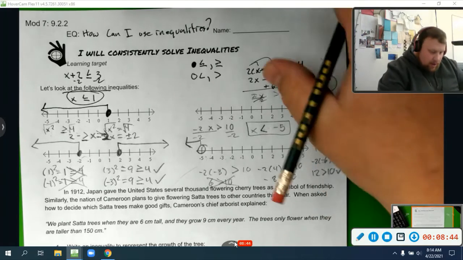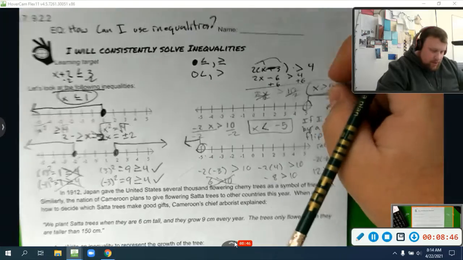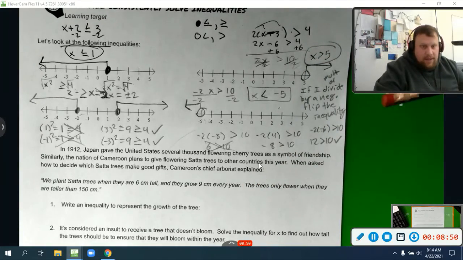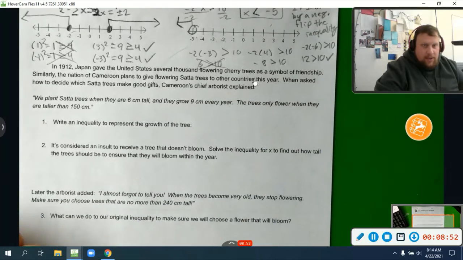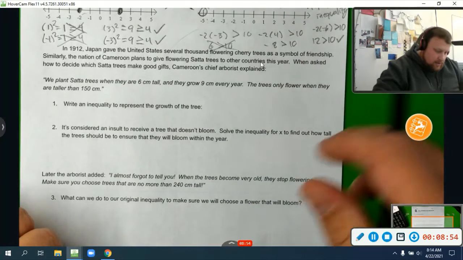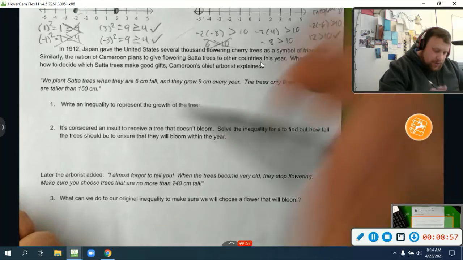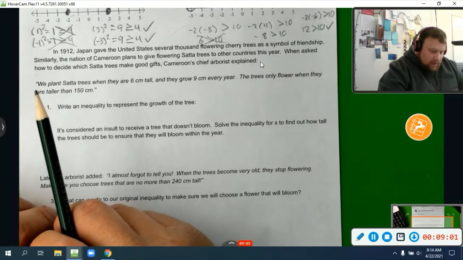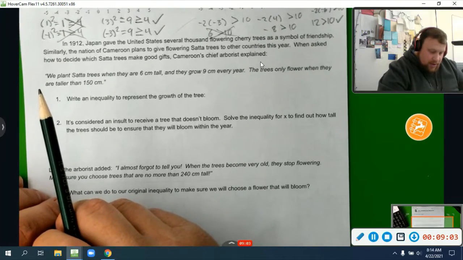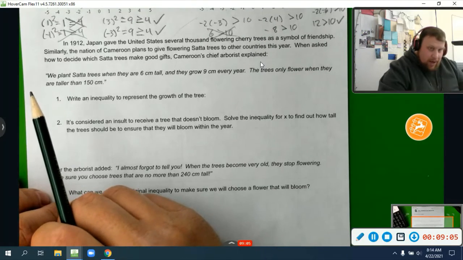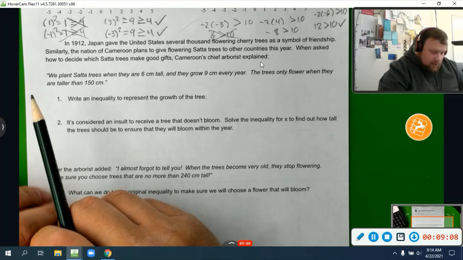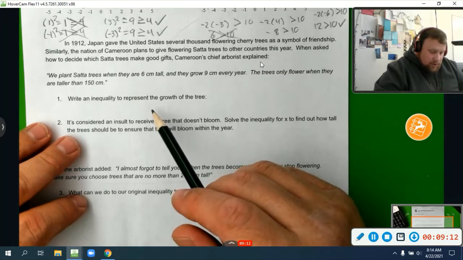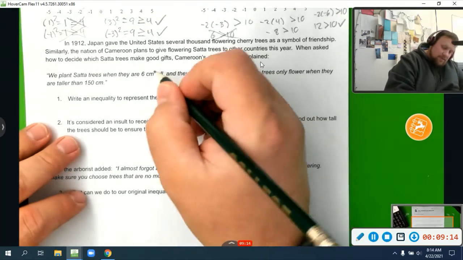We now have this problem right here. I'm going to take a minute and read it to you. You can read it to yourself too. And it says this. It says in 1912, Japan gave the United States several thousand flowering cherry trees as a symbol of friendship. Similarly, the nation of Cameroon plans to give flowering cedar trees to other countries this year. When asked how to decide which cedar tree makes good gifts, Cameroon's chief arborist explains, "We plant cedar trees when they are 6 centimeters tall."